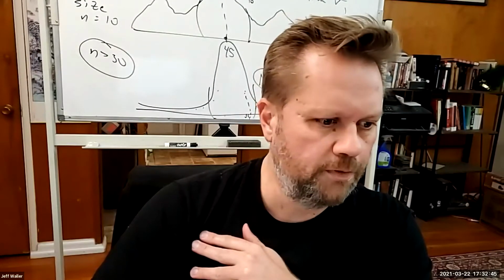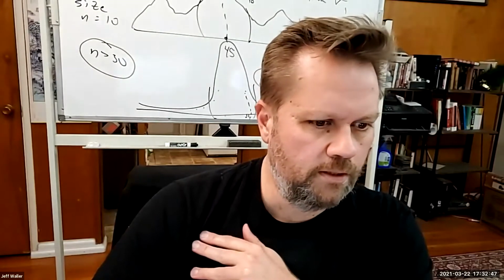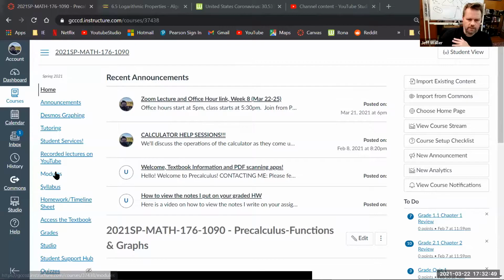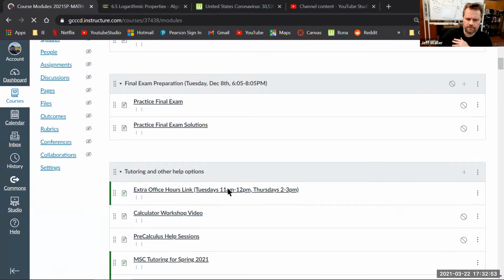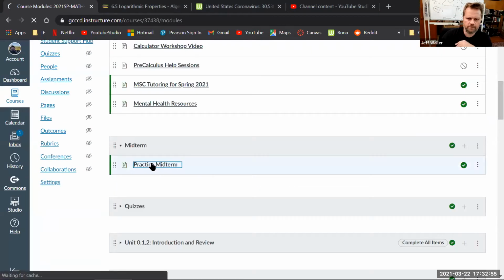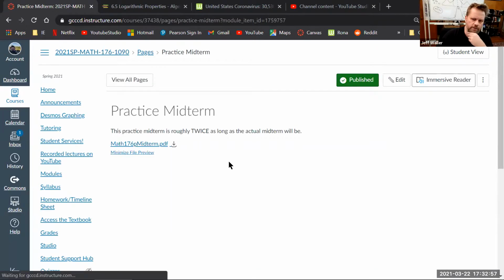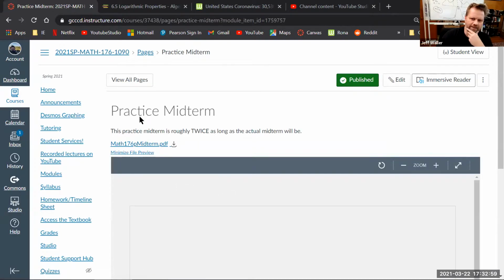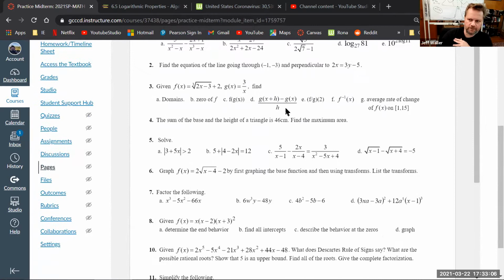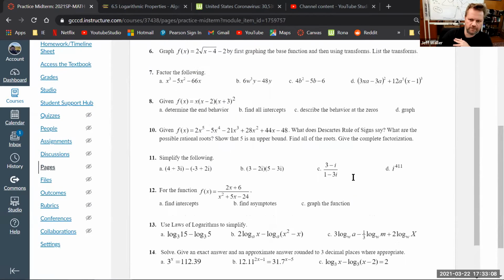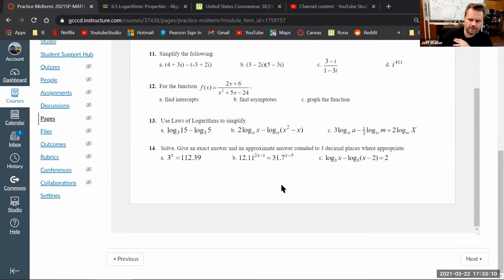Now, also, the practice midterm is up here, right? Hopefully I read this the right way around. The practice midterm is about twice as long as the actual midterm is going to be. You should have seen it before I chopped this down. This is chopped down.